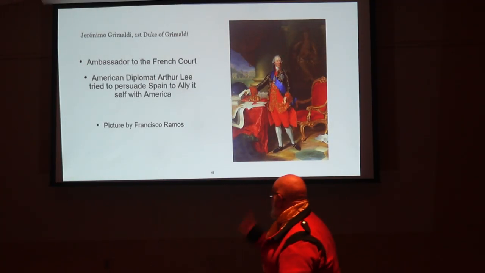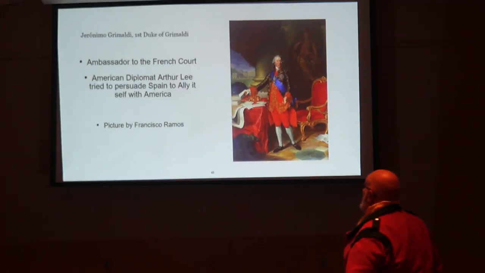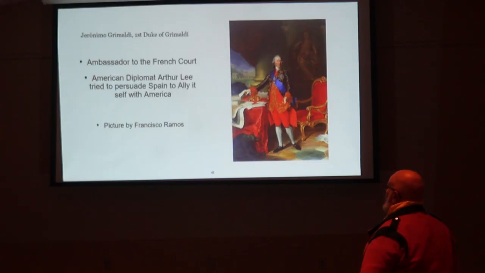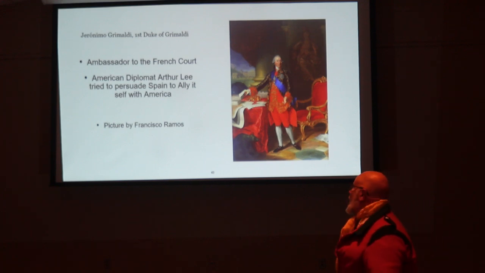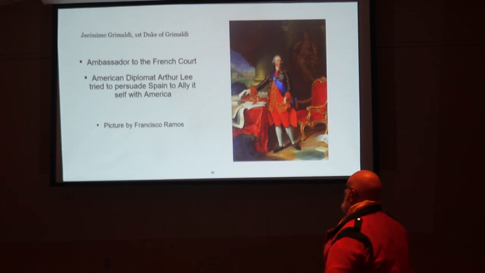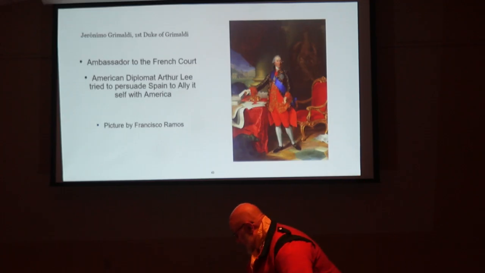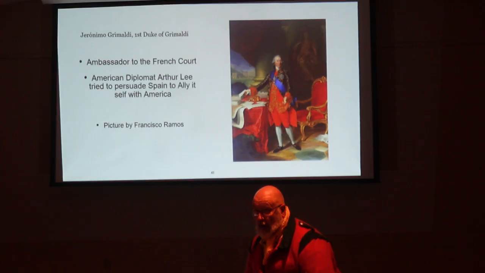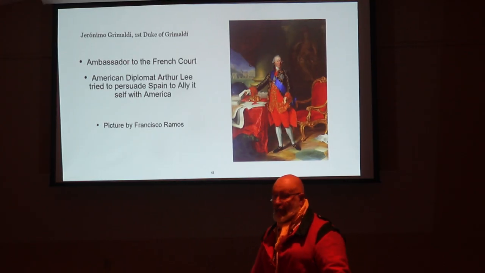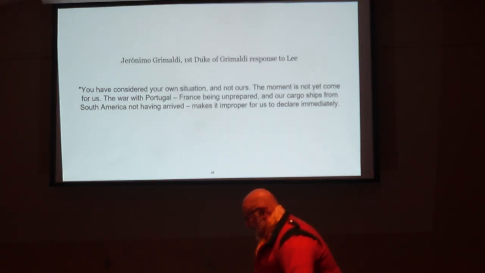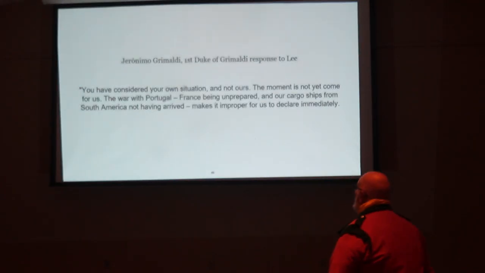Okay. This gentleman here was the ambassador to the French court. He came into contact with a guy named Arthur Lee, yes, of the Lee family. And he tried to pursue Spain to ally itself with America. So they weren't going to Spain and talking to him, they were talking to the Spanish in the French court. And this is the response he got.